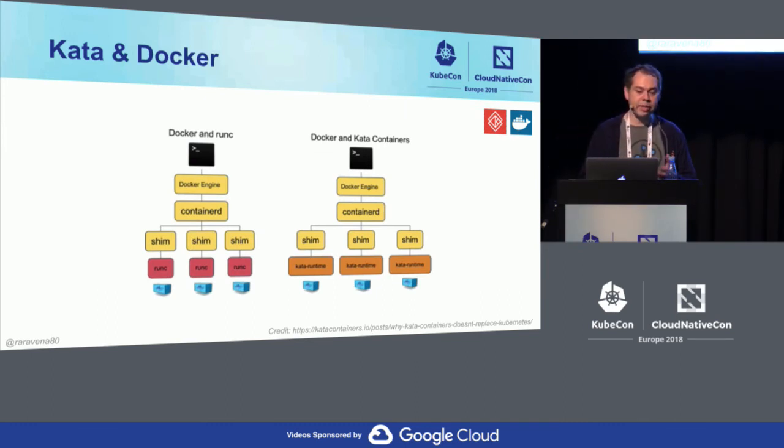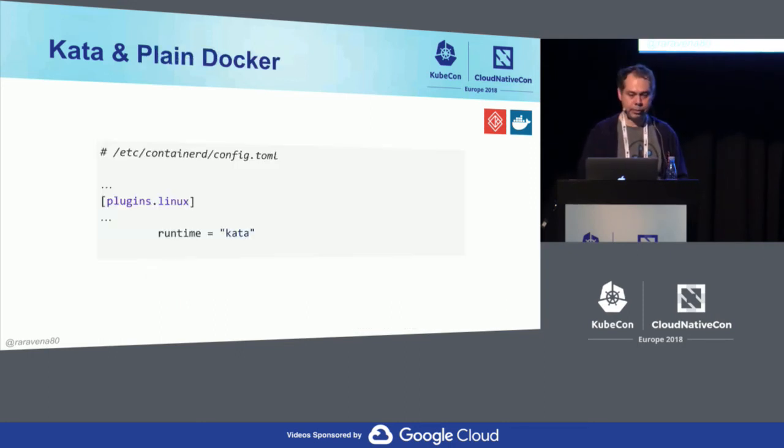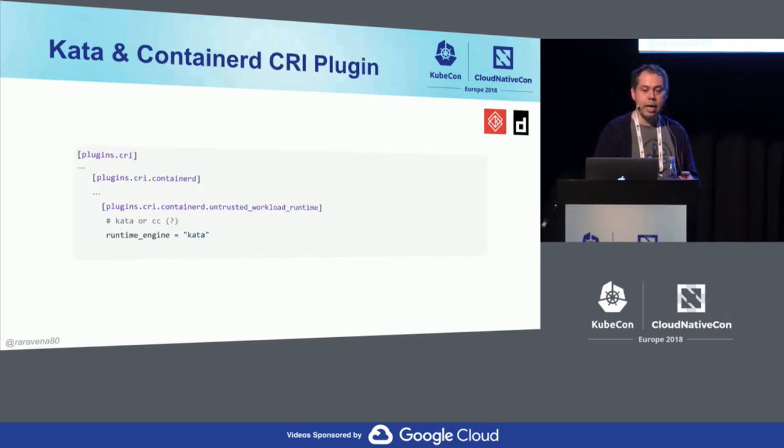You see that it's not very much different. It's pretty much the same. You have your runc at the bottom, and you just plug in your Kata runtime at the bottom. And this is configuring Kata with Docker, and it's pretty simple. In your containerd config.toml, you say the runtime is Kata. And this is Kata with your containerd CRI plugin, where you specify your untrusted workload runtime to be Kata.